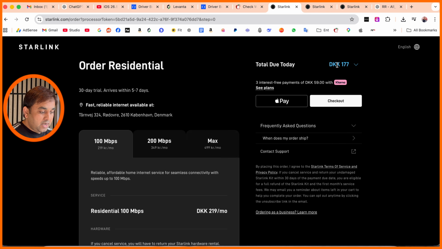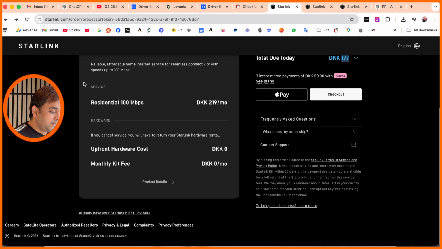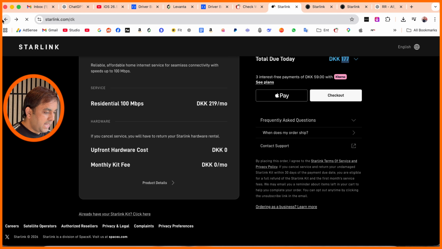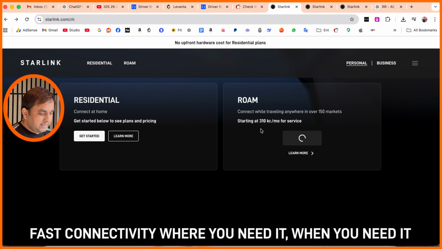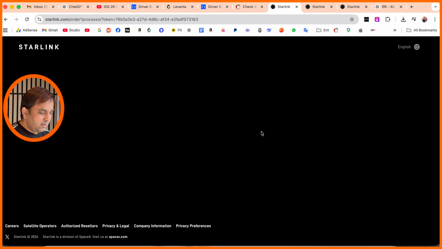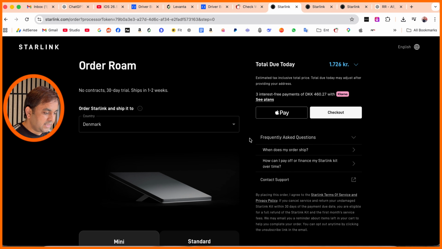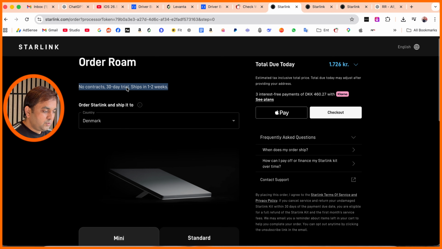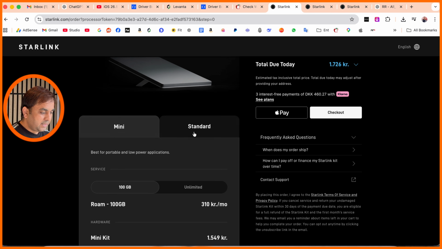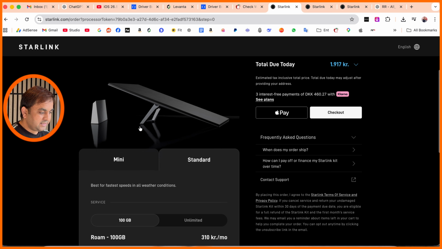If I order today, I need to pay just 177 Danish krona to order this kit. The kit is absolutely free; this is the shipping charge they are taking from my side. So I go back, and here is roam. If I click roam, let's see how much money and how many plans we can receive here. For roam, two kits are available: one is a mini and the second one is a standard.